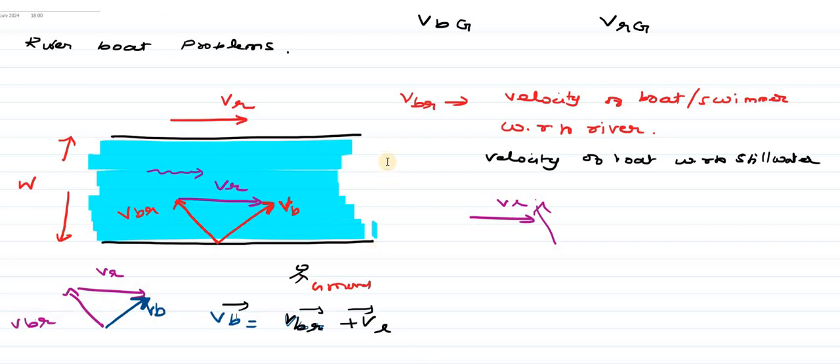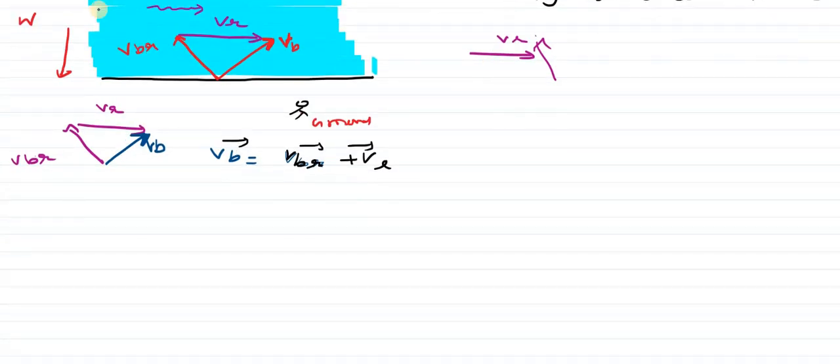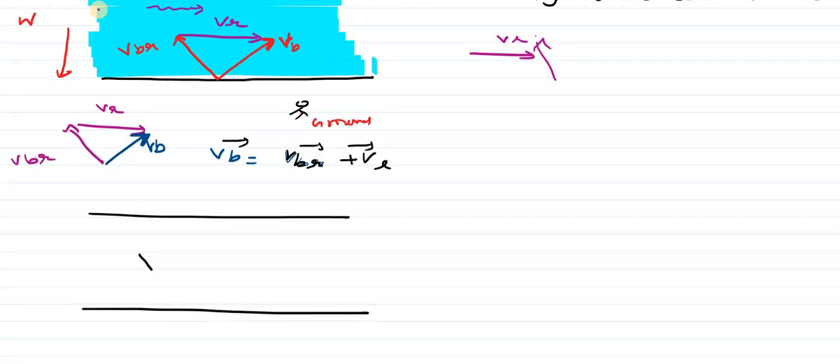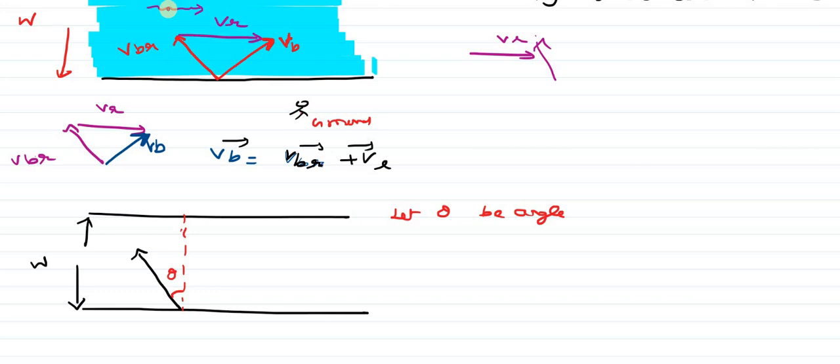Now I will split this into components so that we can learn it in a proper way. I am going to redraw the diagram. Let us consider that I jump in this direction. This is the width of the river. What is the angle that I make with the vertical? Let theta be the angle with the vertical direction.